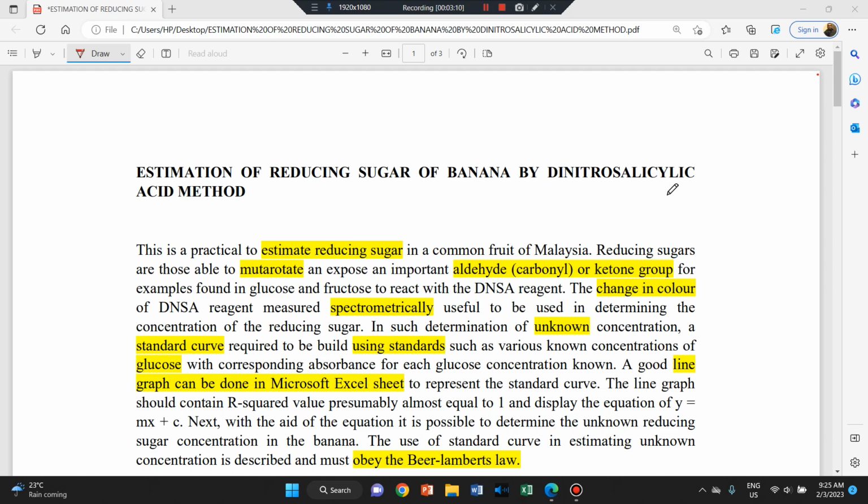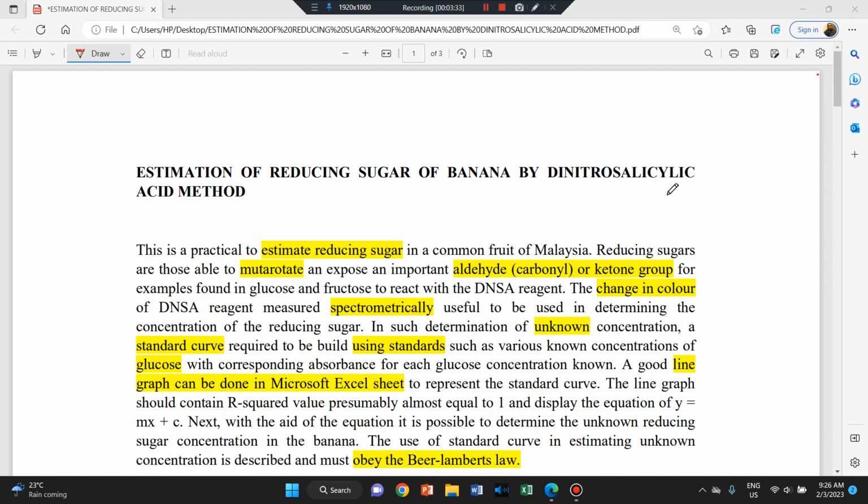it is possible to just build the graph by using an Excel sheet, followed by using the formula given by the graph, which is y equals mx plus c. You can calculate the unknown's concentration by knowing its absorbance.